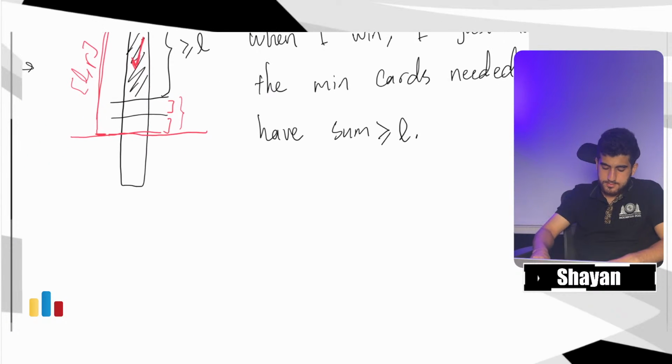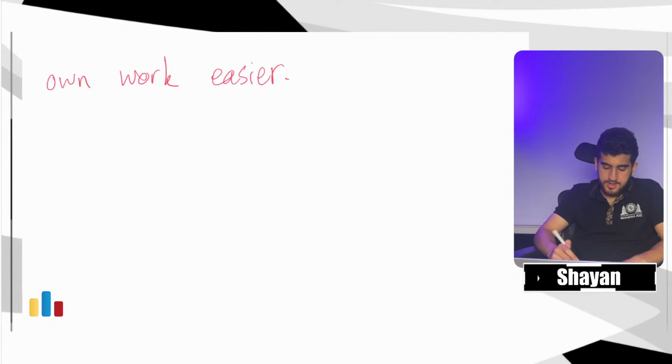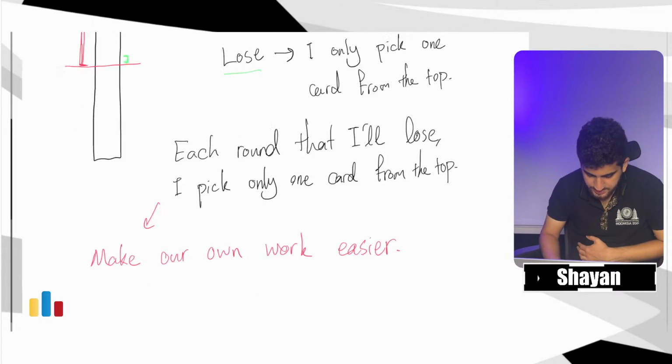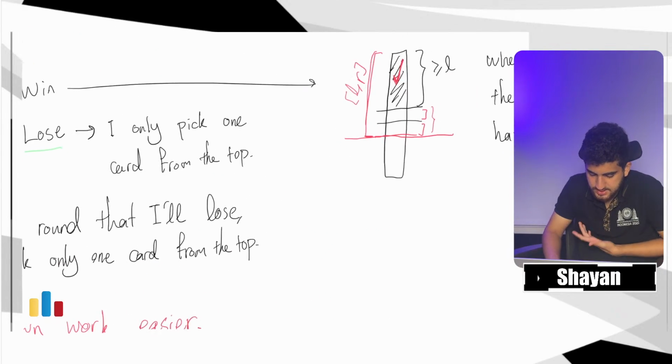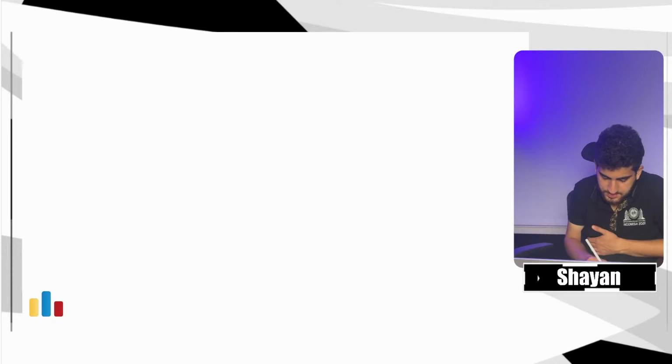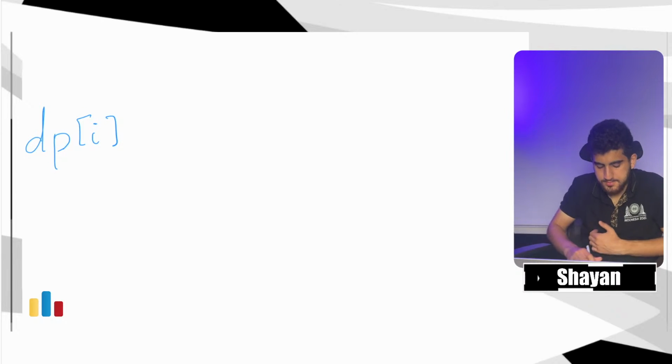Now I can define my DP. Now that I've made this structure, I'm ready to define my DP. And this structure helps me a lot to update my DP. So I can define some DP of i. What do you think DP of i can mean? What do you think is a good definition for DP of i?